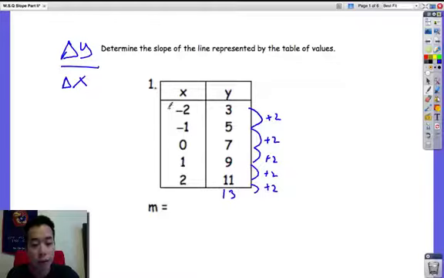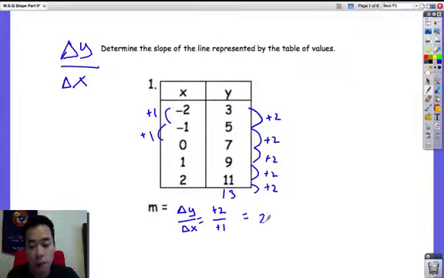Going over to my x, -2 to -1 is +1, -1 to 0 is +1. So my change in y over my change in x here is +2 over +1, or just 2. So my slope is 2. And that's how you do slope on a table.